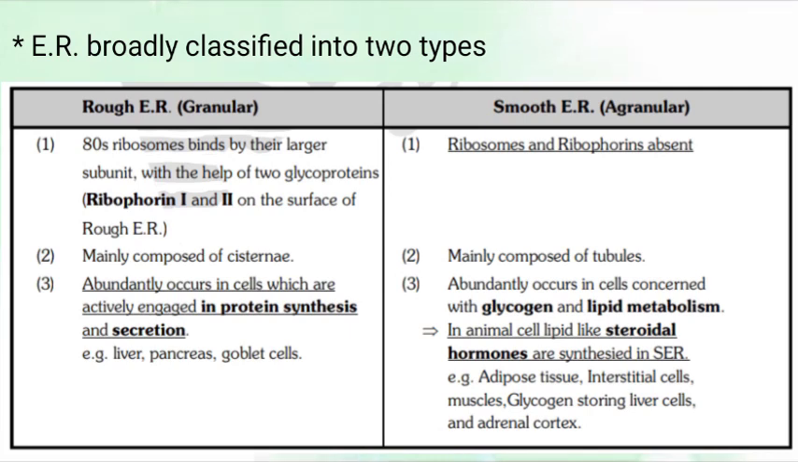Rough endoplasmic reticulum abundantly occurs in cells which are actively engaged in protein synthesis and secretion. Example: liver, pancreas, goblet cells. Coming to smooth endoplasmic reticulum, it abundantly occurs in cells concerned with glycogen and lipid metabolism. In animal cells, lipid-like steroidal hormones are synthesized in smooth endoplasmic reticulum. Example: adipose tissue, interstitial cells, muscles, glycogen-storing liver cells, and adrenal cortex.